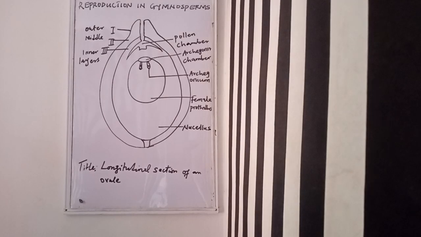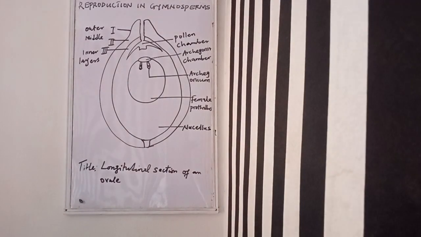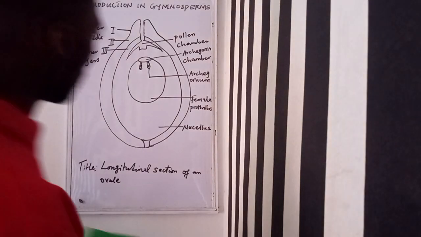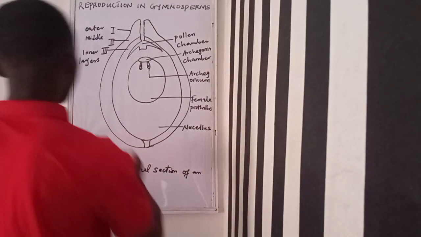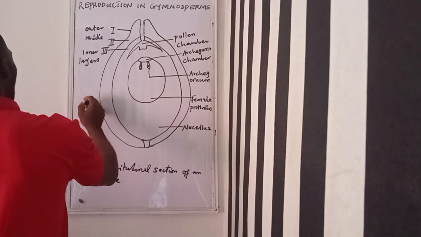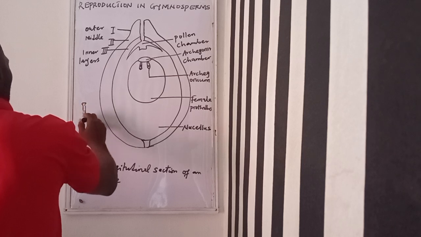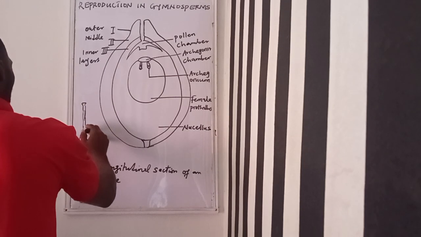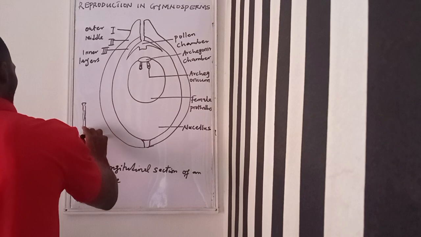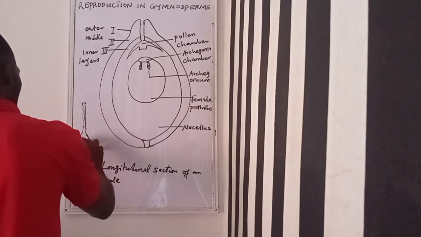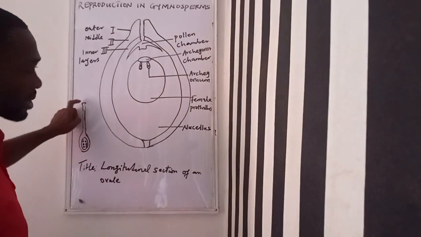A minute, let me get my marker. So like I said, the ovule is hidden right inside. So let's assume we'll have this as the female part of the flower. We're going to have something like this. So this is the stigma.